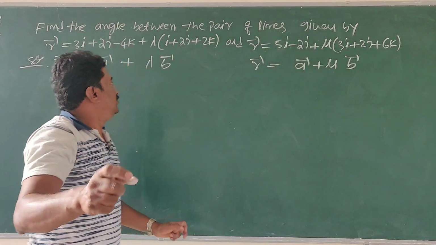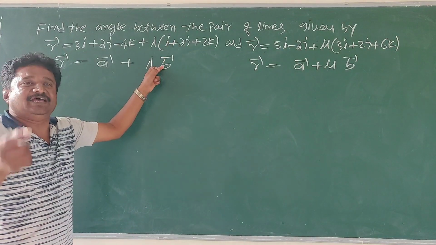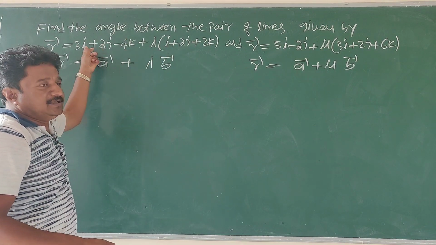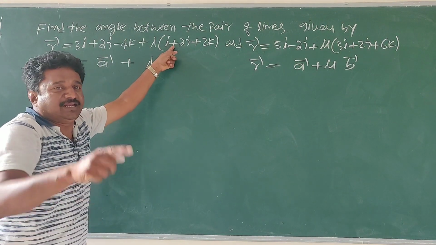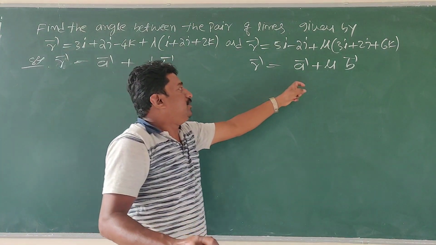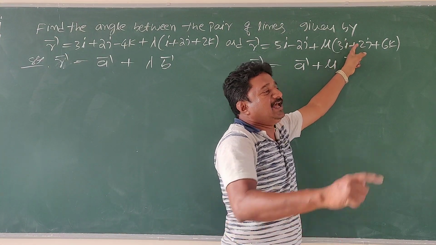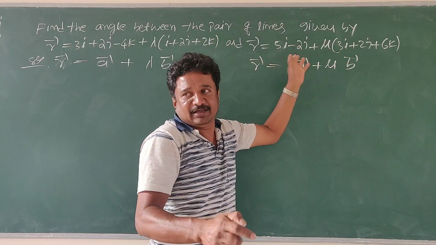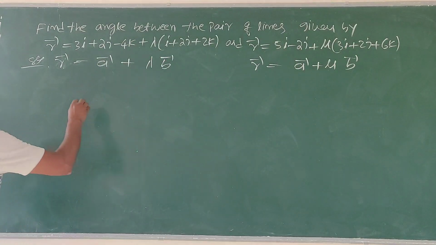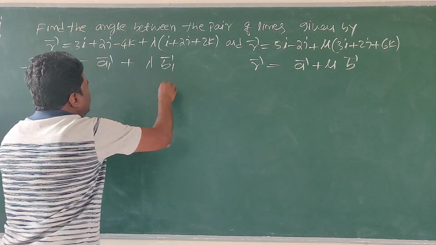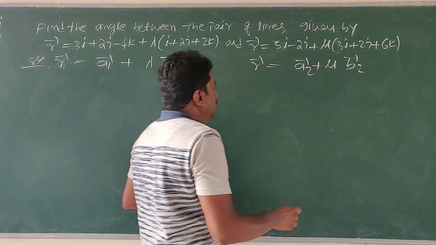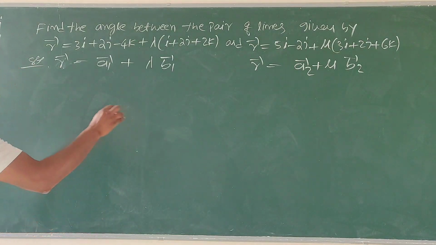You take vector b of the first line as b1. You take vector b of the second line as b2. Both of them are not the same, right? So a1 plus lambda b1 is in the form a2 plus mu b2. Now collect b1 and b2, students.